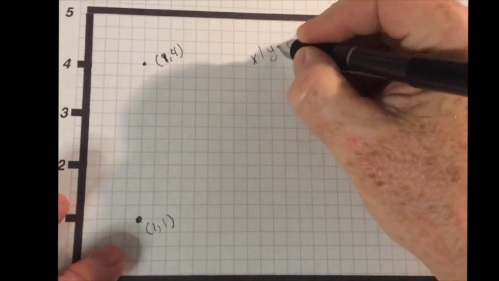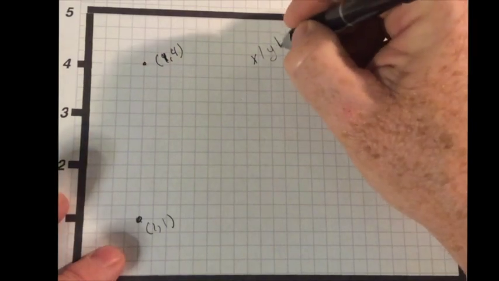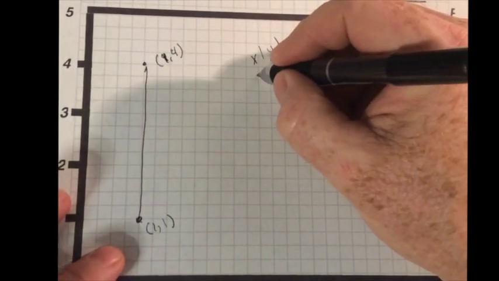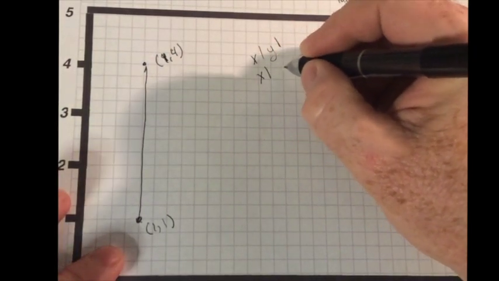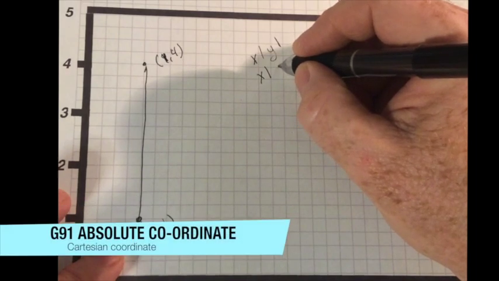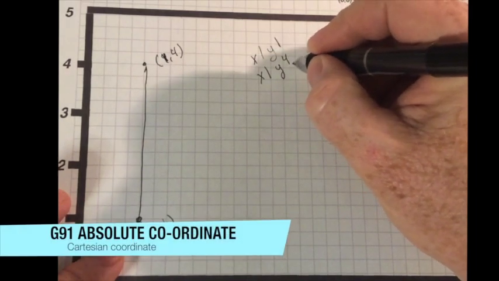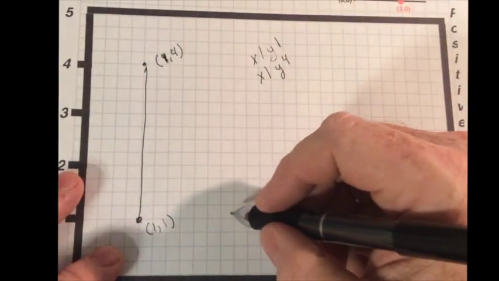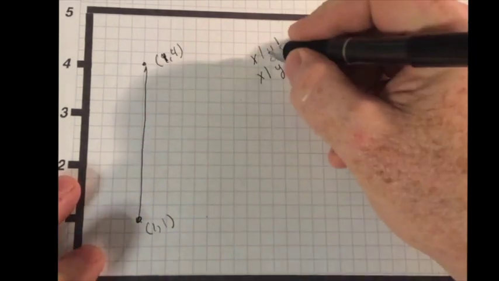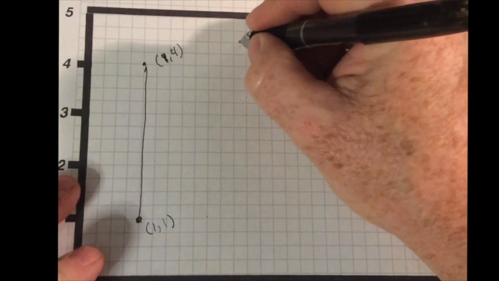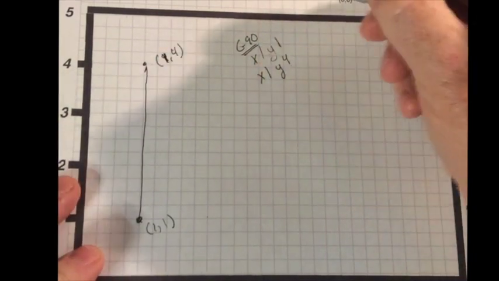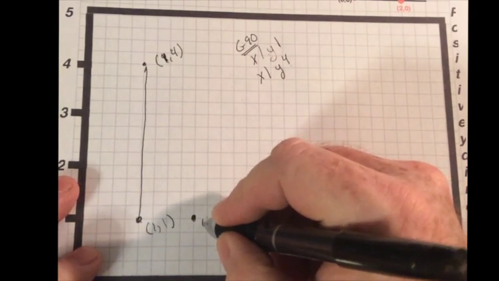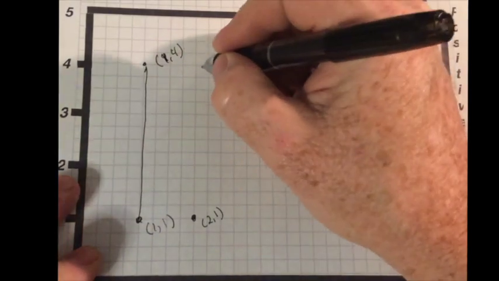So if I want to do that, and I'm at this spot, it's something like x1, y1. If I want to get to that spot, in the next row, all I have to do is put in the coordinates x1, y4. So those are absolute. Now, the other way to do it is, if I'm at this spot right here, so this code to do this, absolute coordinates, is called G90.